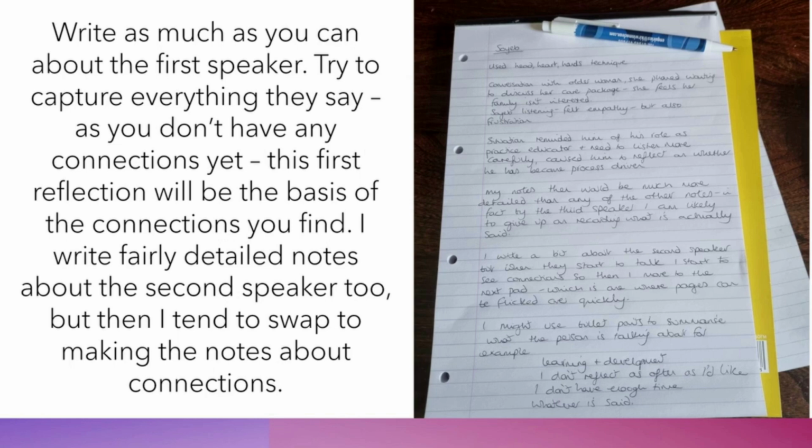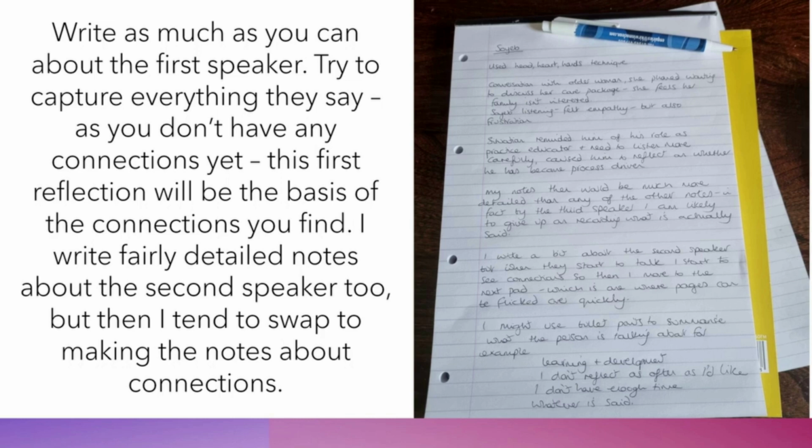So as I say, I have an A4 page and I write in quite a lot of detail what the person tells me. I'll write down what technique of reflection they've used, because I might feed that back as a connection that everybody used the same technique perhaps. I'll write down something of what they say, and because I've got no connections so far, I've got to write down as much detail as I can. Sometimes I write it in bullet points, but generally I just try and free write as much as I can and capture everything that the person's saying.